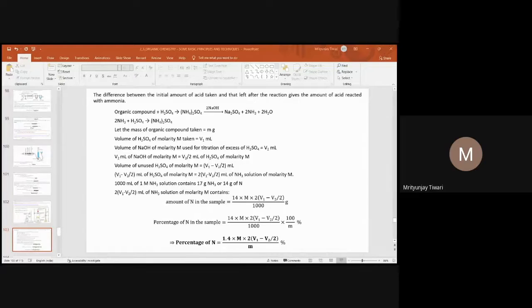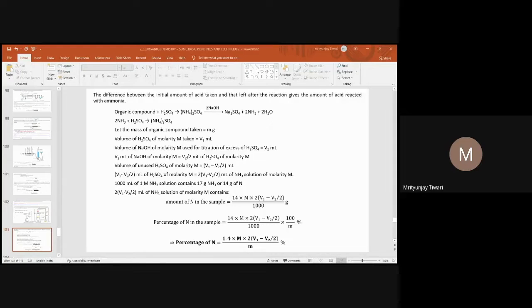And what we know, the normality of NaOH is just M because the valence factor is 1. So actually it will react with double the volume: twice the volume of NaOH will be taken as the volume of H2SO4. And what does it mean? Again, I'll just explain this.